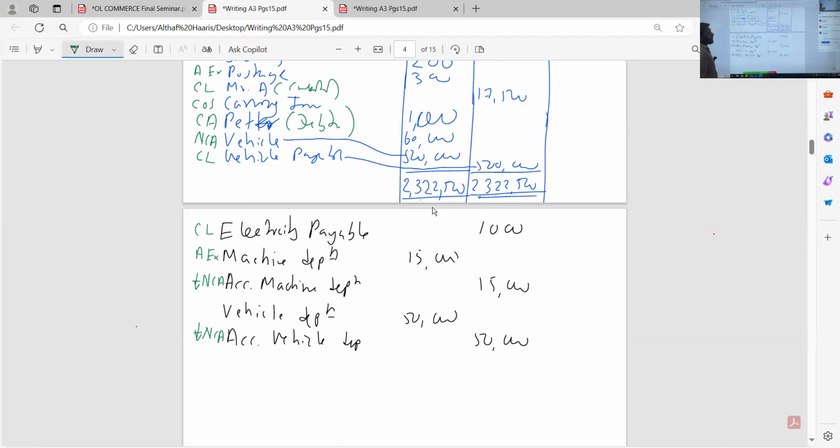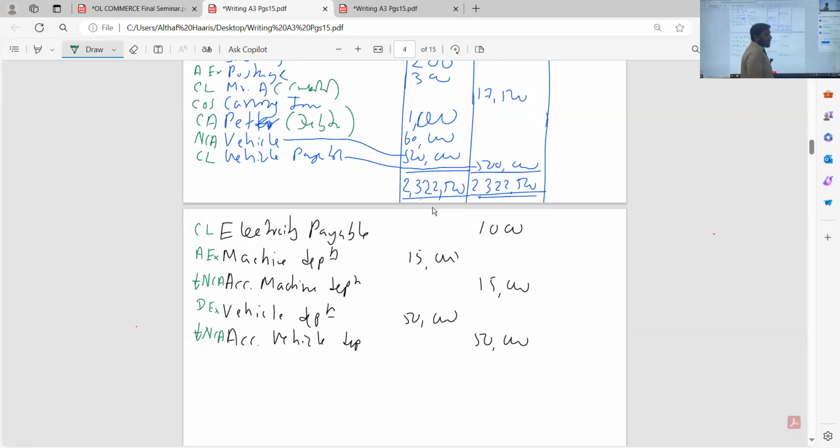Vehicle depreciation, what expense? Tell me, people. Admin, distribution, finance? Superb, Zaharullah. It is distribution expense. People, in this question, there is one more hidden adjustment.